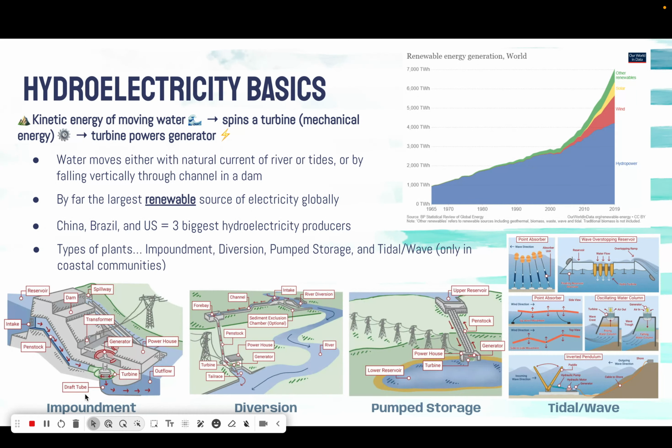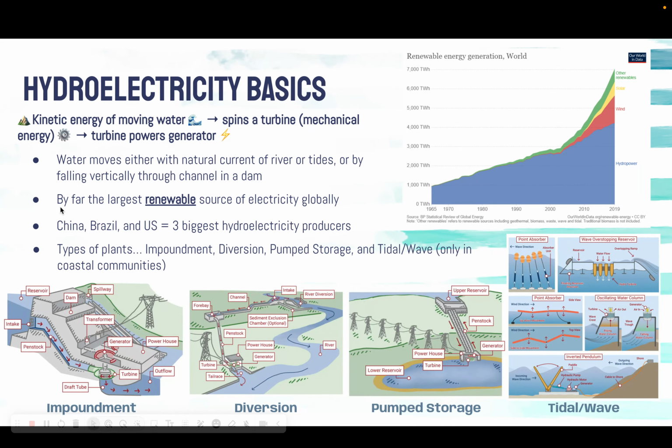Now, do you need to know this impoundment, diversion, pump storage? No. But you do need to know that it either happens because of the natural current, or it falls through some sort of a channel in some sort of a dam. Or it's some sort of equipment that, because of the natural kinetic energy, causes that turbine to spin. That's what you need to know. I just wanted to show you the ways that it can happen here. This is like the freshwater, like river ways and pond ways that it can happen. And this is like using tides to harness that kinetic energy.